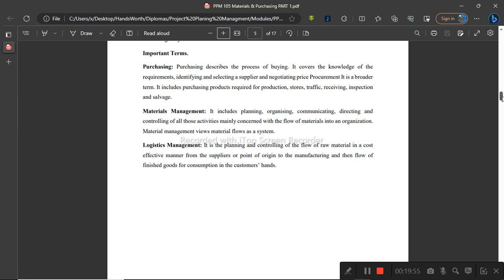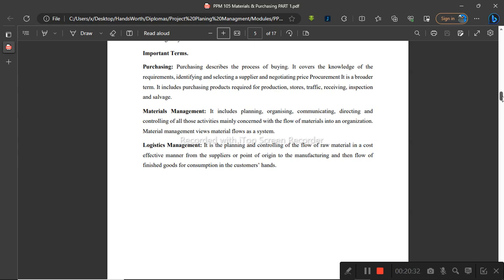Then the other terminology that we need to understand is materials management. It includes planning, organizing, communicating, directing, and controlling of all those activities mainly concerned with the flow of materials into an organization. Materials management views material flows as a system. Under materials management, we get to manage the materials that we are purchasing.